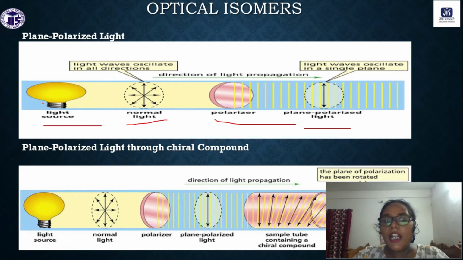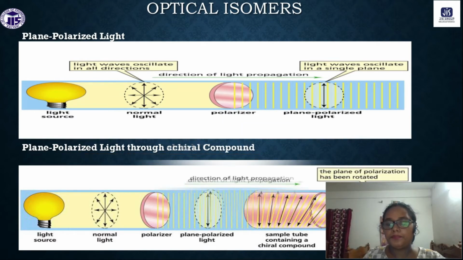So from the light source, whatever plane polarized light we are getting, with the help of this sample solution, what will happen is the light will be deviated from its pathway. The light can be rotated clockwise, or it can rotate anti-clockwise. So when plane polarized light passes through a chiral compound, you can see the rotation will take place.